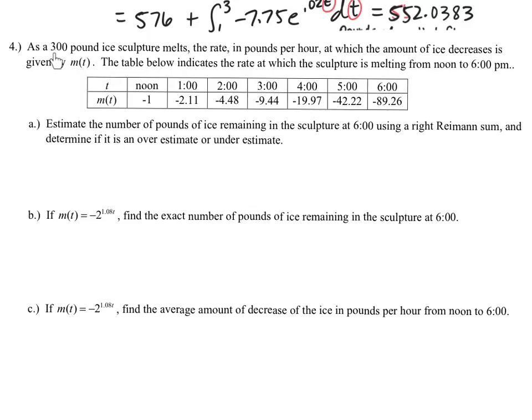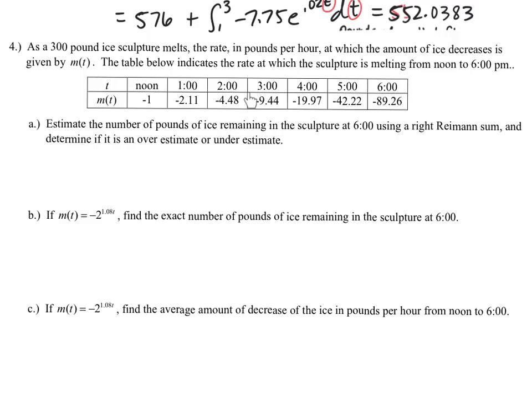It says we have a 300-pound ice sculpture that's melting, and the rate in pounds per hour at which the amount of ice decreases is given by little m of t. The table below indicates the rate at which the sculpture is melting at various times from noon to 6.